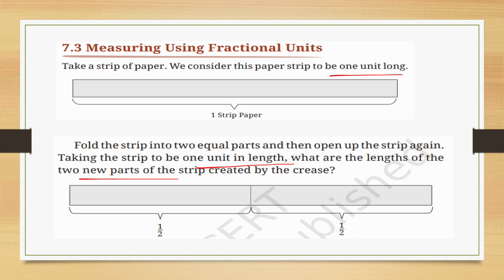Suppose this strip, if you open after folding, you will get 2 parts like this. See, each part is 1 by 2. There are 2 parts, so each part is 1 by 2.